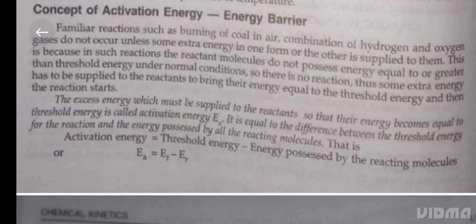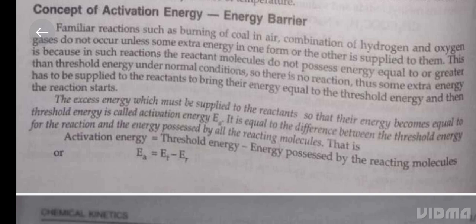Concept of activation energy barrier. Familiar reactions such as burning of coal in air and combination of hydrogen and oxygen gases do not occur unless some extra energy in one form or the other is supplied to them. This is because in such reactions the reactant molecules do not possess energy equal to or greater than threshold energy under normal conditions. So there is no reaction. Thus some extra energy has to be supplied to the reactants to bring their energy equal to the threshold energy, and then the reaction starts.